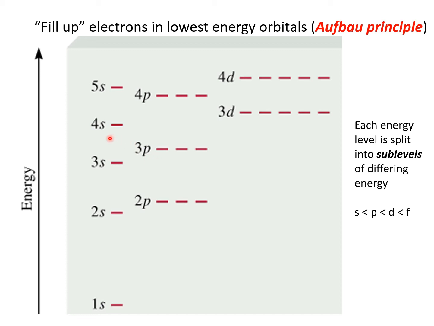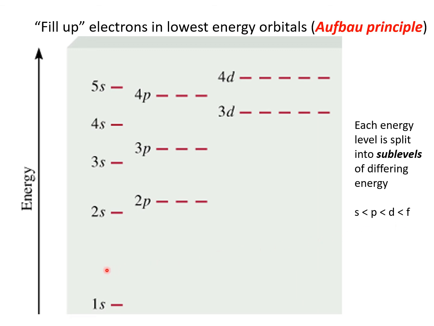However, interestingly, we see from this diagram that the 4s atomic orbital is lower in energy than the 3d atomic orbitals. And this is true even though the 4s atomic orbital has a higher principal quantum number, n equals 4, than the 3d atomic orbitals, which have a principal quantum number of n equals 3. So we can see that for multi-electron atoms, the energy levels are split into various sublevels of differing energy. So the s orbitals are always lower in energy than the p orbitals, which are lower in energy than the d orbitals, and the d orbitals are lower in energy than the f orbitals.